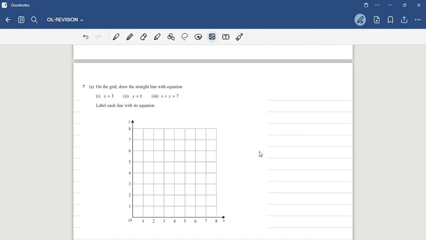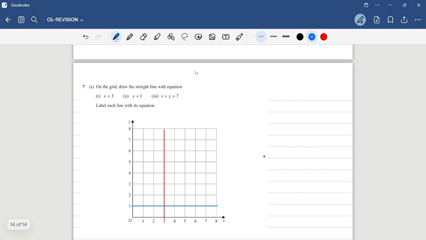For this question, the first thing we need to look at, I have to plot all these lines on the graph. We have here x equals 3, so I will make a perpendicular line on the x-axis and go through 3 like this. So this is the first line, x equals 3. Now for y equals 1, it's one line that intersects the y-axis at the point 1 like this. Now for the last thing, it's x plus y equals 7.